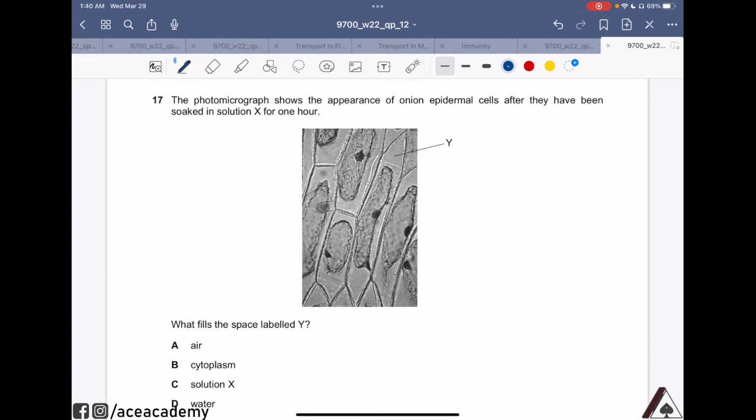Number 17. The photomicrograph shows the appearance of onion epidermal cells after they have been soaked in solution X for an hour. What fills the space labeled X?